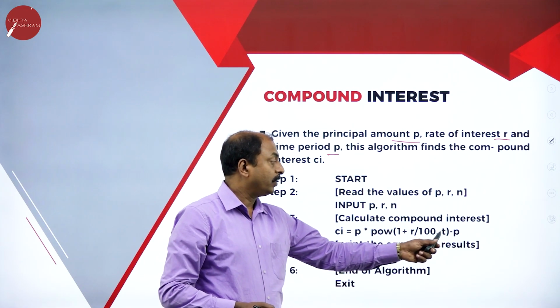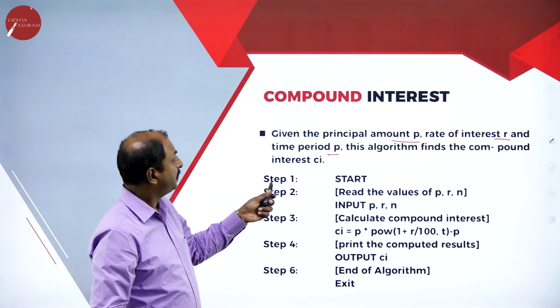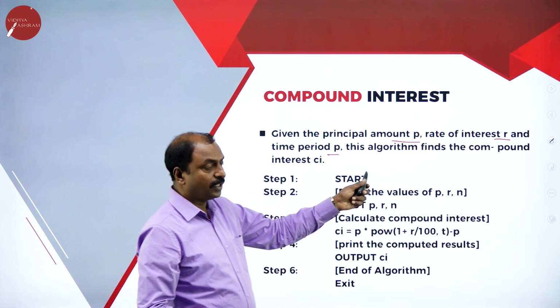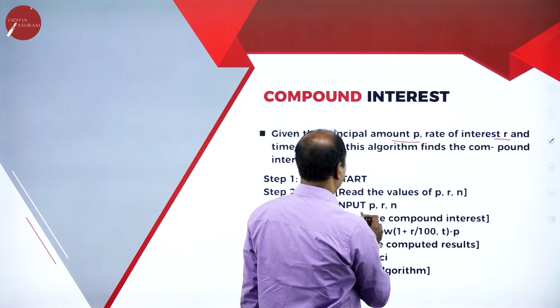So these are the values we have to input. That is step number 1. So it starts with step number 1, start. So here step number 2 is read the values of P, R, and N.